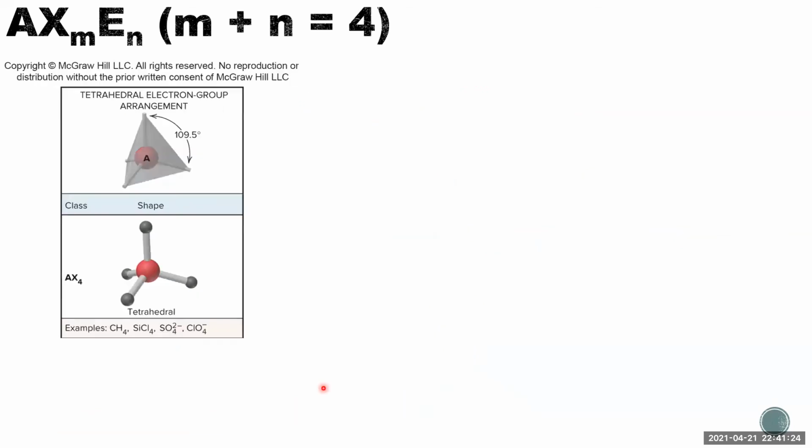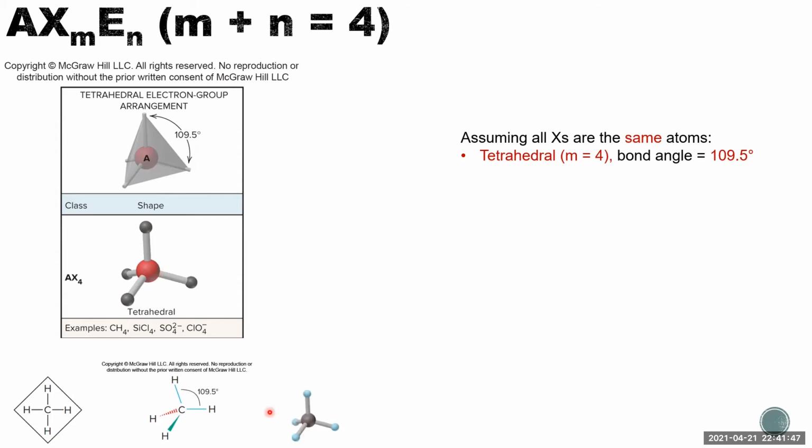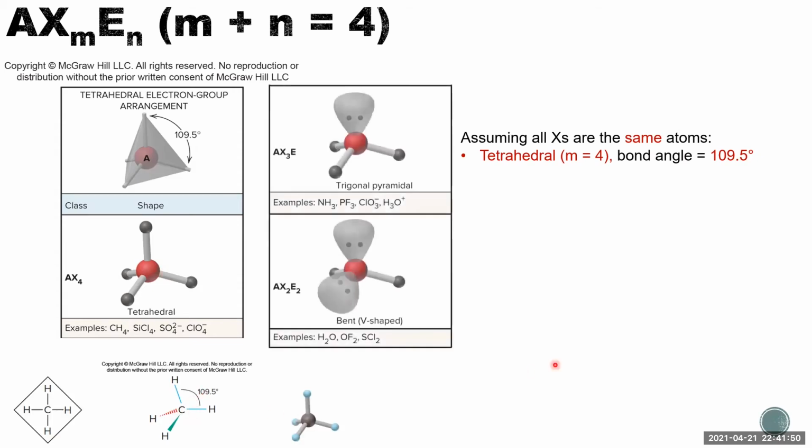Okay, so let's take a look at m plus n equals 4. Again, assuming all X are the same atom, if we don't have any electron pairs, then the shape of the molecule is tetrahedral shape. The bond angle is 109.5 degrees. An example is methane. However, if we have one electron pair on the central atom, the leftover shape of this m plus n equals 4 is a trigonal pyramidal, that is m equals 3, n equals 1. The bond angle here for the trigonal pyramidal is smaller than 109.5 degrees.